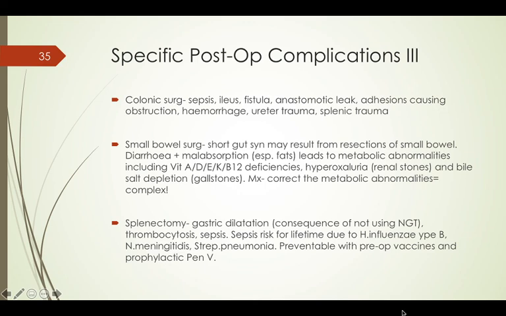Finally, splenectomy. So can lead to gastric dilatation, often as a consequence of not using an NG tube. Low platelets and sepsis. We know the spleen is a secondary lymphatic organ, very heavily involved in immune system regulation, and sepsis is a major risk for those post-splenectomy, especially for bacteria including H. influenzae type B, Neisseria meningitidis, and strep pneumonia. So you try and prevent this using pre-op vaccination as well as prophylactic penicillin V.